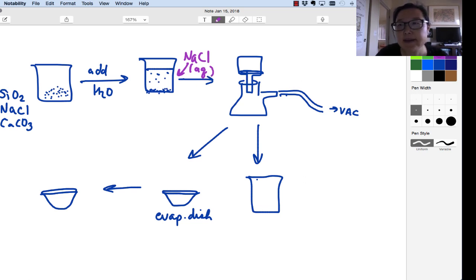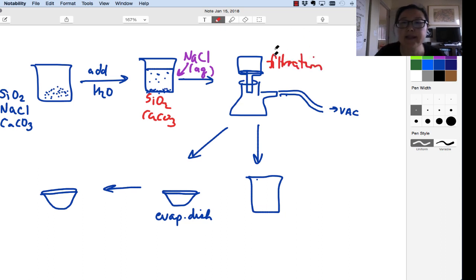Then down here, you're going to have your two other compounds, silicon dioxide and calcium carbonate. These are the compounds that are insoluble, or not soluble, that don't dissolve. Next, you're going to separate the solid from the liquid, the solid from the aqueous layer, by using filtration.